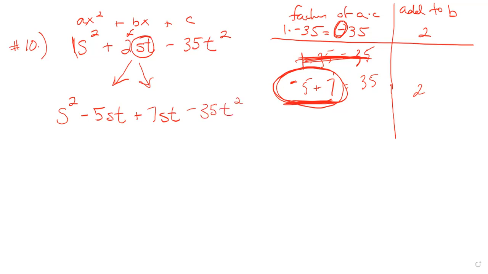Okay, now one of the things I want to point out here is you actually have not changed this problem. Negative 5st plus 7st, if you were to combine like terms, would end up being 2st. However, you have taken a trinomial and suddenly made it 4 terms. Now, something really cool happens when you have 4 terms. We can group, and that's what I'm going to do.